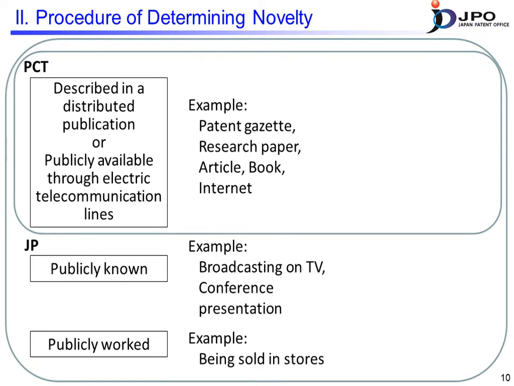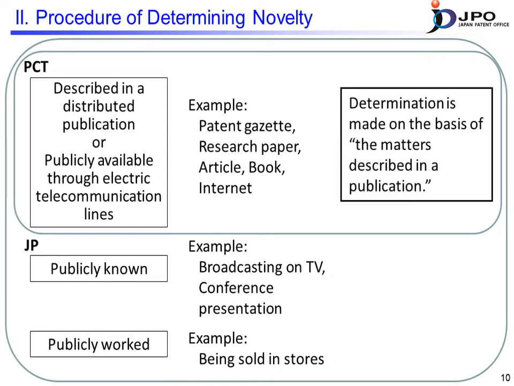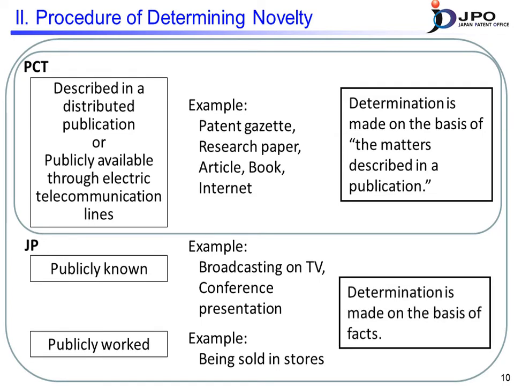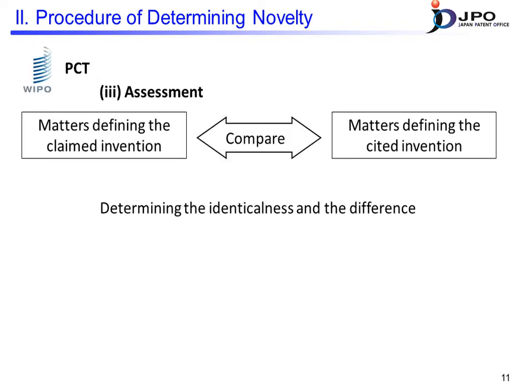Examples of publicly known inventions are those broadcast on TV or presented in a conference. And an example of a publicly worked invention is one that is sold in stores. An invention described in a publication is determined based on the matters described in the publication. On the other hand, publicly known or worked inventions are determined based on facts.